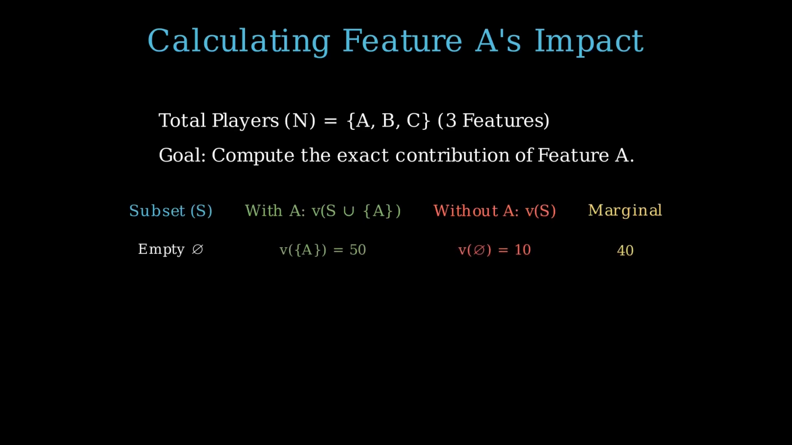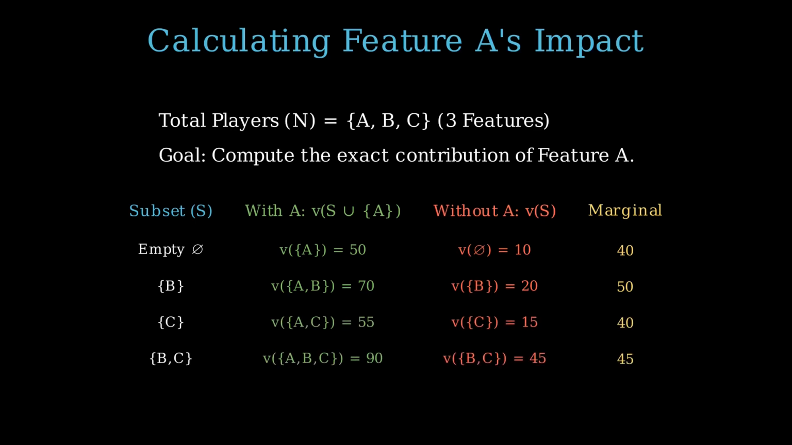Let's build out the data. First, if feature A joins an empty room, the model output moves from a baseline of 10 up to 50. The marginal contribution here is 40. Next, what if feature B is already present? When A joins the alliance of B, prediction shifts from 20 to 70. This yields a marginal contribution of 50. We repeat this process across all remaining combinations. We look at the subset containing only C, and finally the subset containing both B and C.